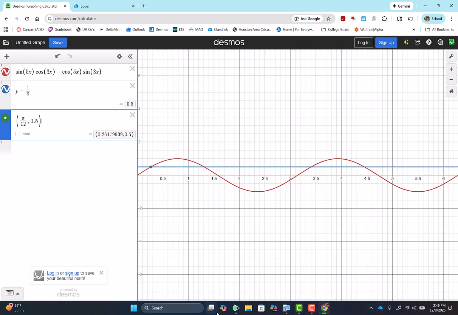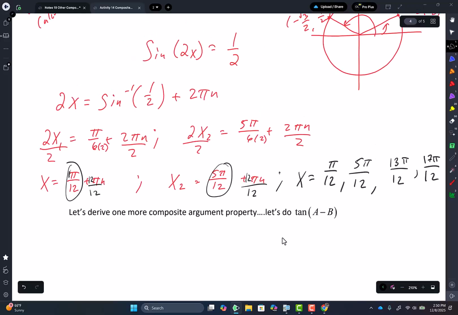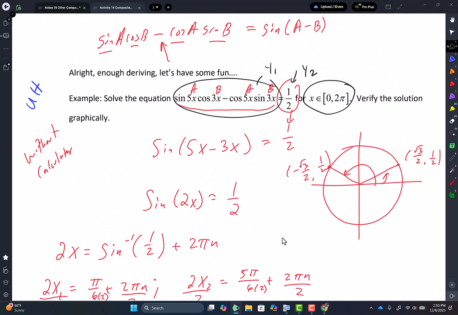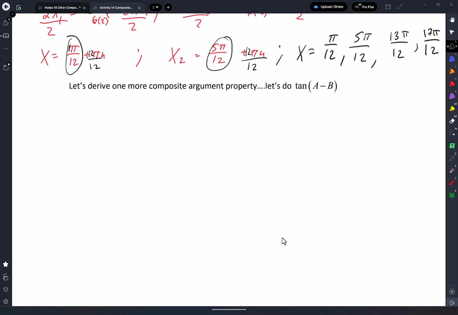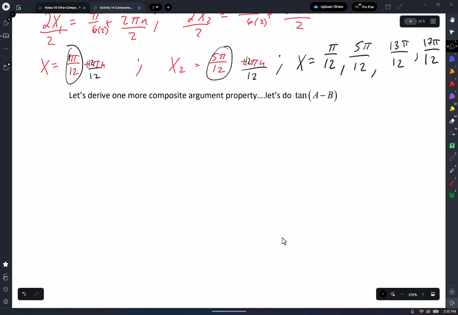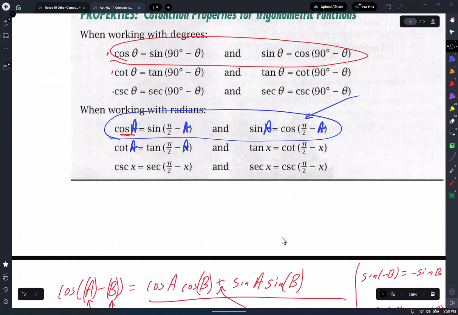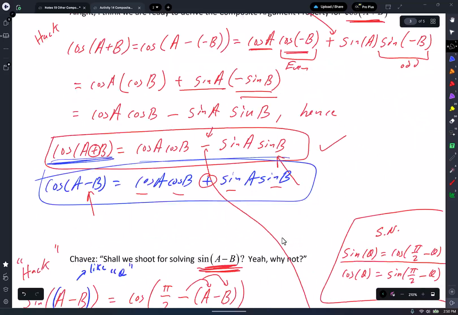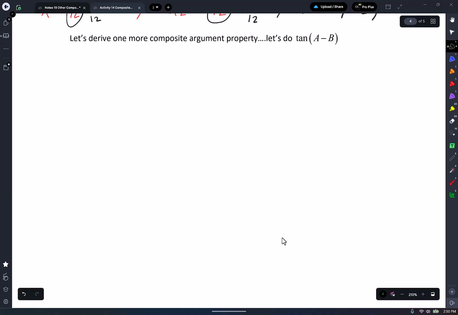All right. How do you guys feel? Do you guys feel good? You guys ready to do the tan? I don't see any issues. I think we're good. Okay, let's do the tan, guys. All right, here we go. Let's derive one more. Let's just derive this one last one. We haven't skipped any, have we? No, we haven't skipped any. Okay, here we go. Let's derive one more. Tan A minus B.